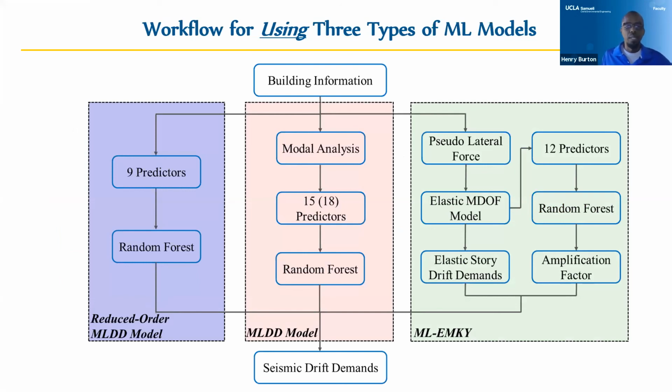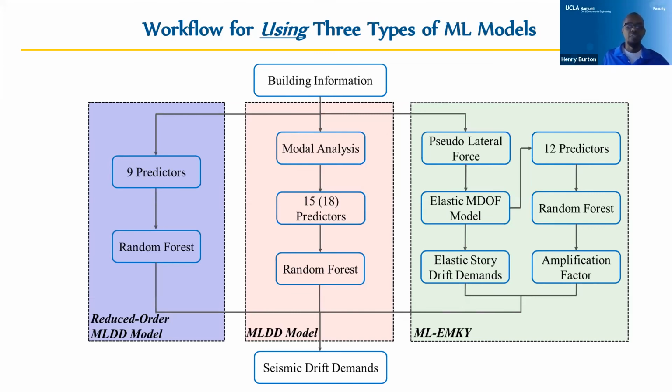The one in the middle is machine learning data-driven, right? Here you need some modal analysis parameters and you directly get the drift demand. The one on the right is the hybrid model. Here you need to build an elastic MDOF model. You have to get elastic story drift demands, and then the machine learning gets you an amplification factor that gets you to the nonlinear drift demands.